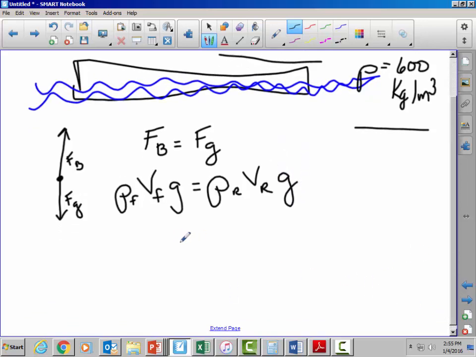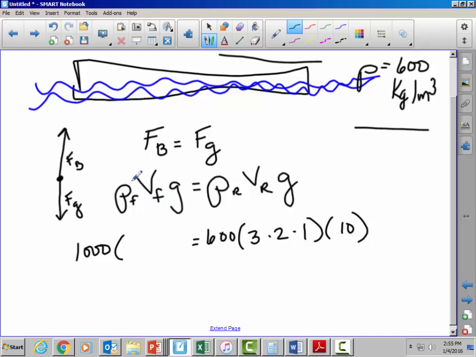All right, so let's do the right-hand side first. Density is 600. The volume of the raft is 3 times 2 times 1, length times width times height. And then gravity is 10. So let's look at the fluid side. 1,000.